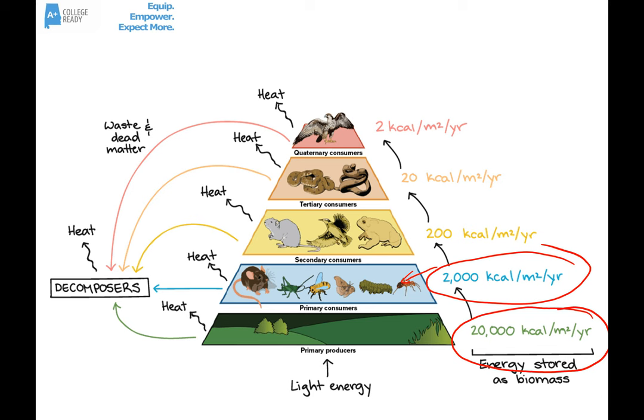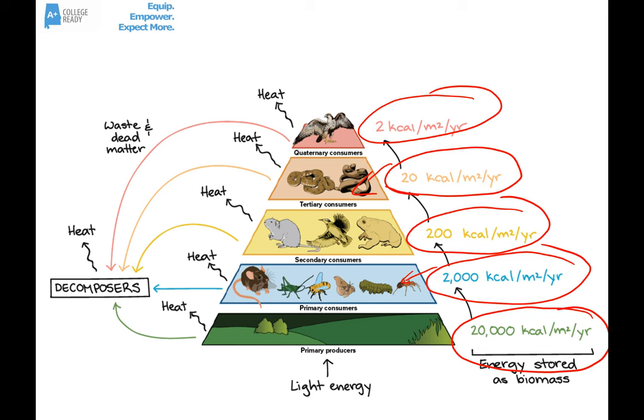Those primary consumers are eaten by the secondary consumers, like the frog, for example, or the toad. Only about 200 of the 2,000 kilocalories from the second trophic level is stored in the bodies of the secondary consumers. The snakes eat the secondary consumers. Only about 20 calories of the 200 in the previous trophic level end up stored in their bodies. And then we've got the quaternary consumers. Only about 2 kilocalories out of that original 20,000 ends up stored as biomass there.